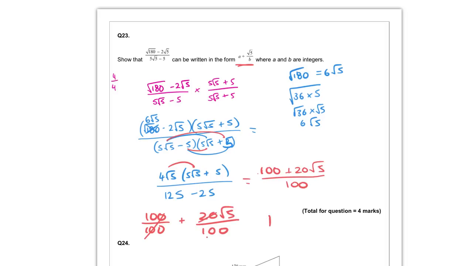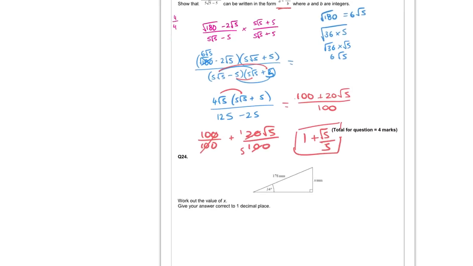This is a whole one. And then 20 over 100 is actually 1 over 5. So this becomes plus root 5 over 5. 4 marks, okay? Nice and easy.